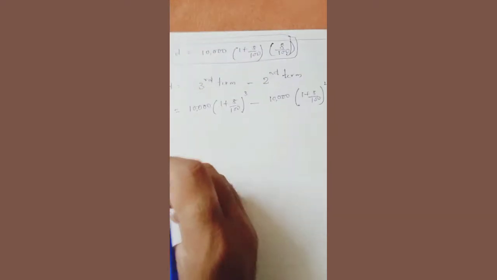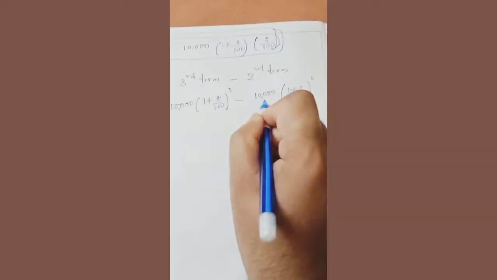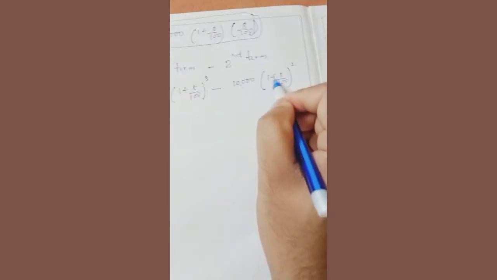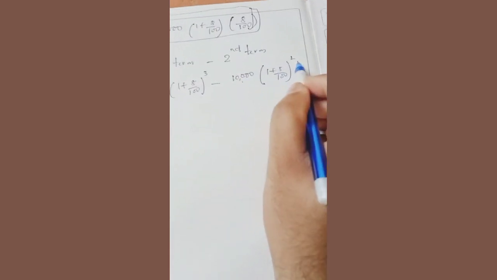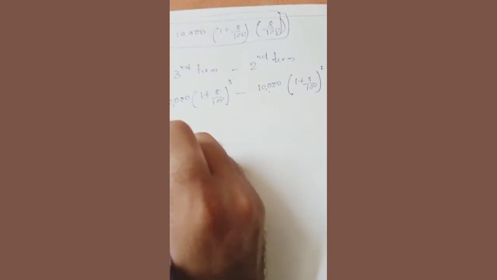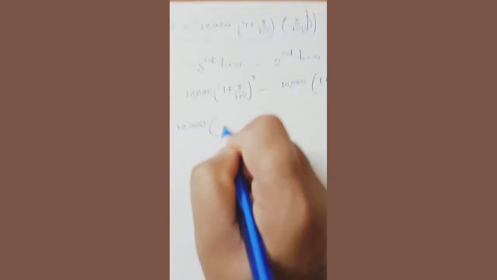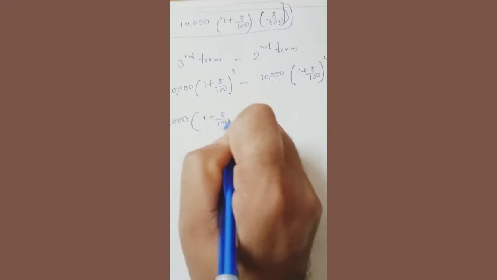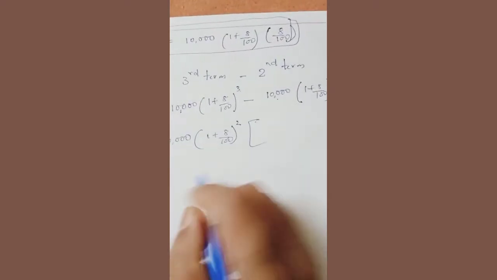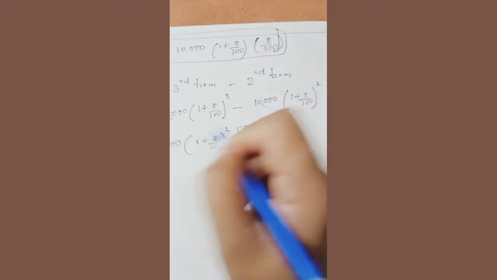Now we will take out the common factor very easily. 10,000 is there, 1 plus 8 by 100 whole to the power of 3. Here it is 1 plus 8 by 100 whole to the power of 2. So whichever power is lesser, we can take out as the common factor. So 10,000 1 plus 8 by 100 whole to the power of 2, because 3 is bigger than 2, so I am taking 2 as the common factor outside. It is just like this.